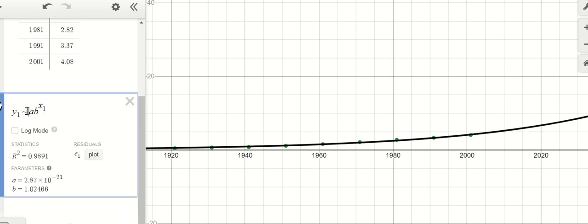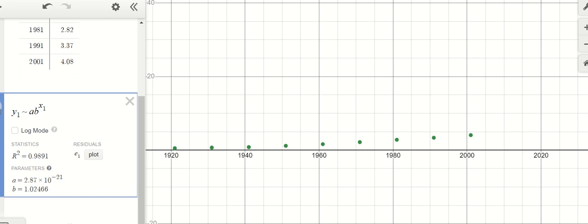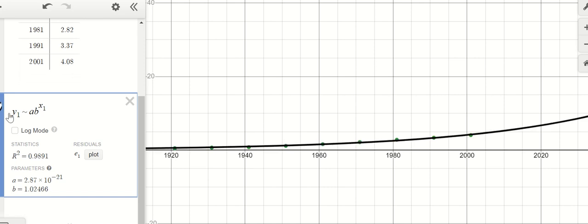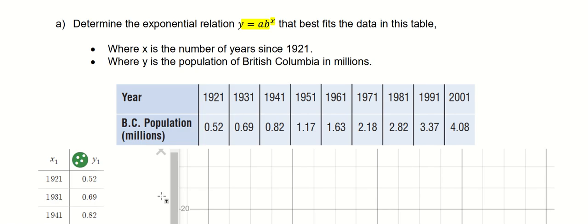And again, you have to use the tilde. You cannot use an equal sign to get your best fit line. So this is the best fit line. And once you get that, then you have all this wonderful data. You have your A and B, which fit into this equation.